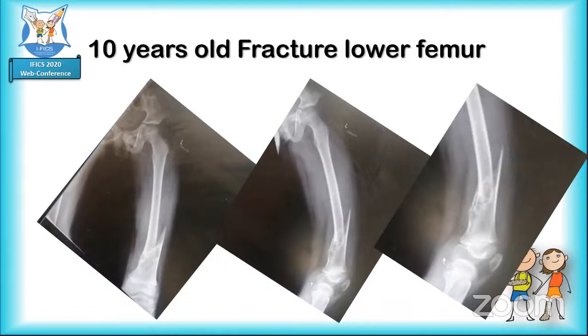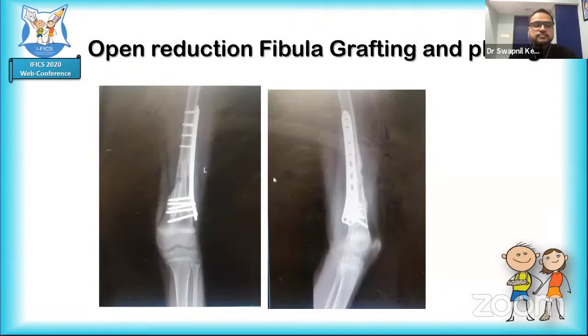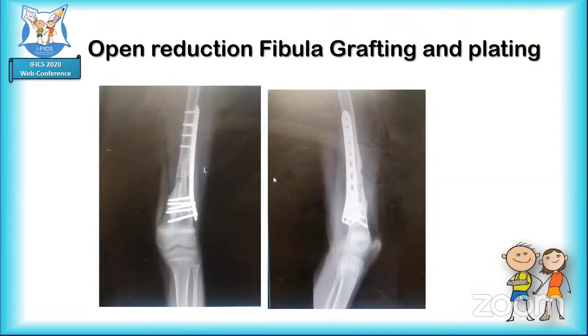Okay. And Ben, I want to comment on this. This is a 10-year-old child with non-ossifying fibroma and a pathological fracture. And this was treated with a plate and grafting. And what do you feel would be issues about the plate being there?